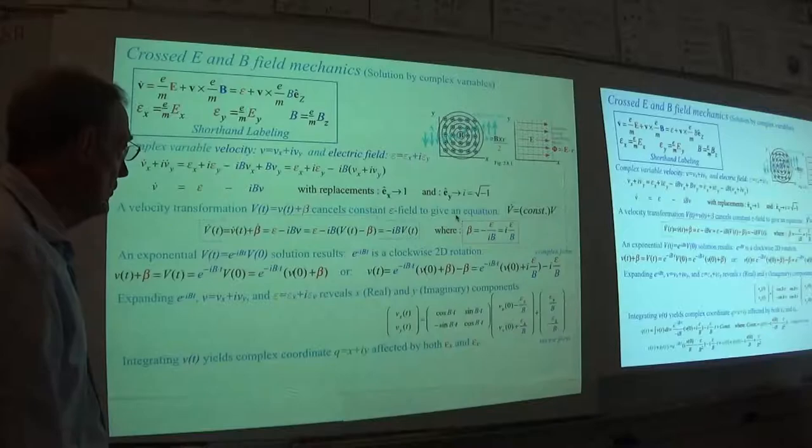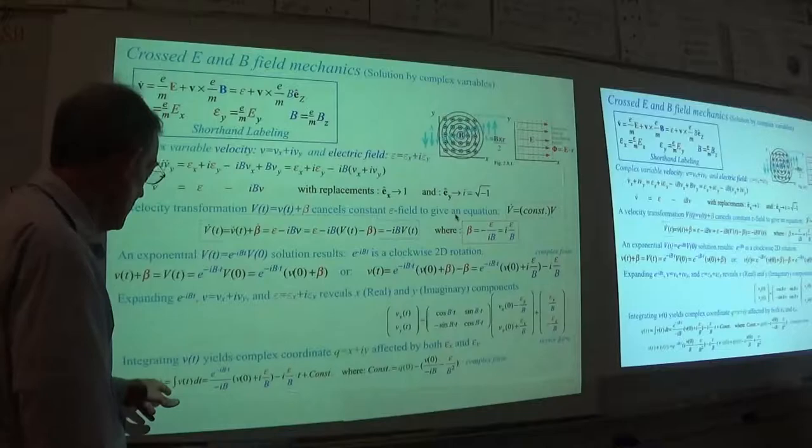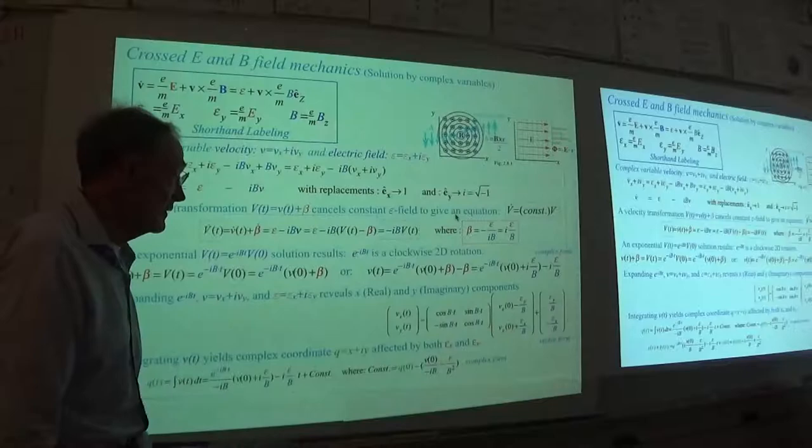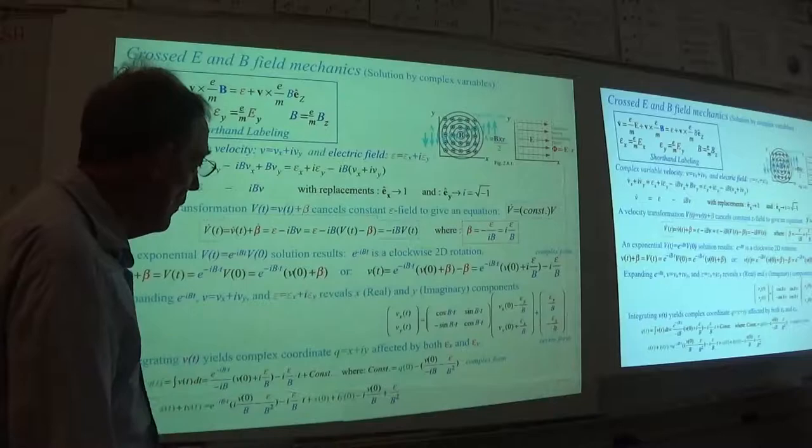Okay? So, this complex coordinate is a key thing for this. Now, that's just the velocity. I still have to integrate. So, I got to do one more integral on this exponential here to get that, plus an integration constant. And you got to figure out what that is, because that's giving your initial conditions of position. So there's the answer in a complex form.